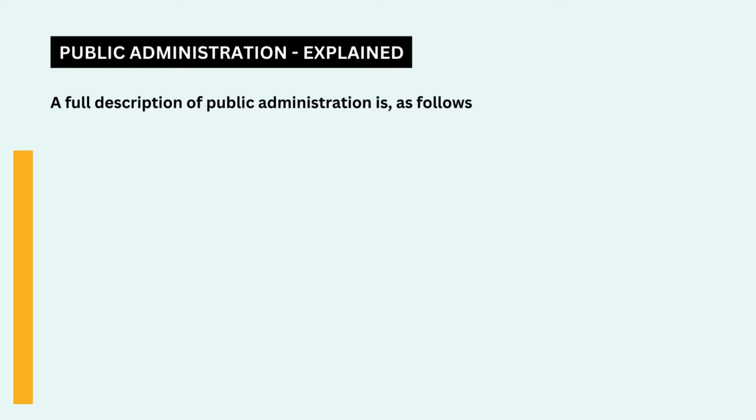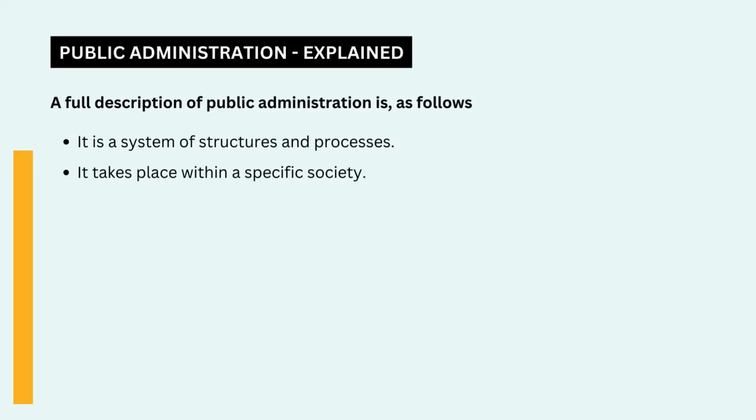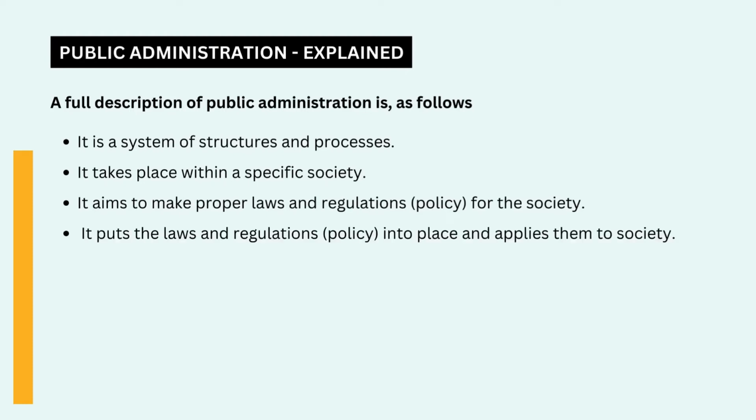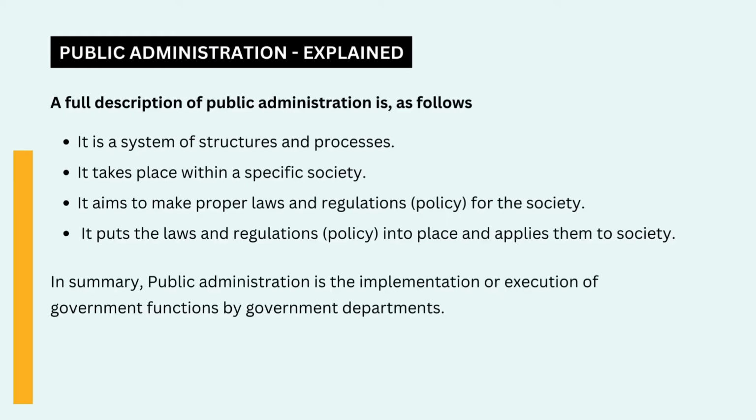A full description of public administration is as follows. 1. It is a system of structures and processes. 2. It takes place within a specific society. 3. It aims to make proper laws and regulations, policy, for the society. 4. It puts the laws and regulations, policy, into place and applies them to society. In summary, public administration is the implementation or execution of government functions by government departments.